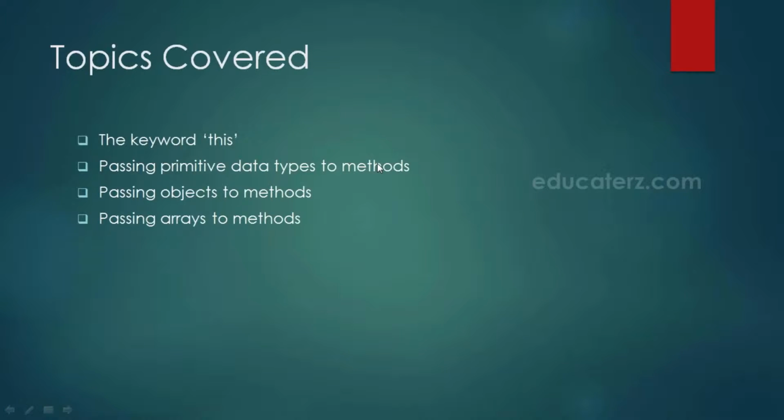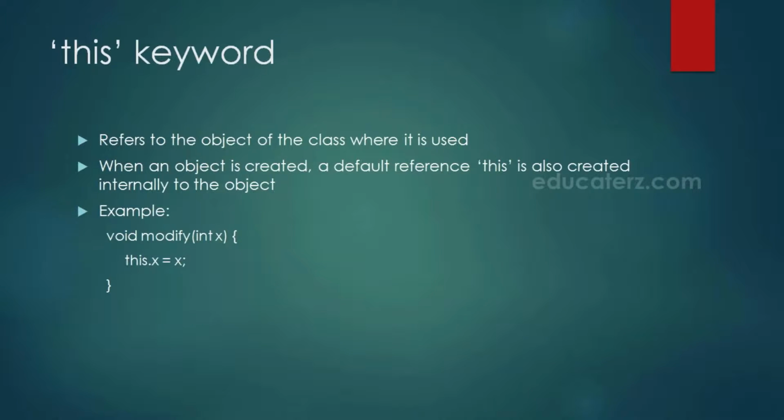In this video, we are going to see what is this keyword and how to pass primitive data types, objects and arrays to methods. So this keyword is nothing but it refers to the object of the class where it is used. In other words, this refers to the object of the present class or the current class. Generally, we write instance variables, constructors and methods in a class. So all these members are referenced by this.